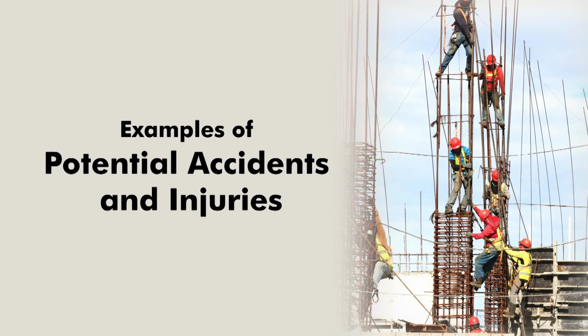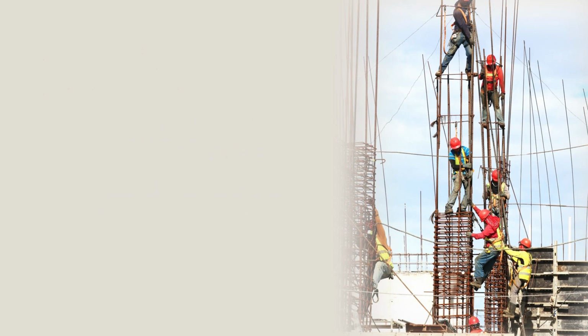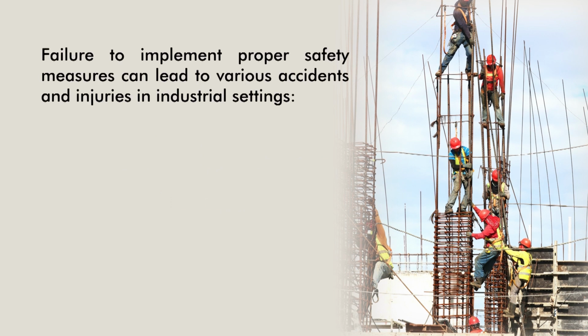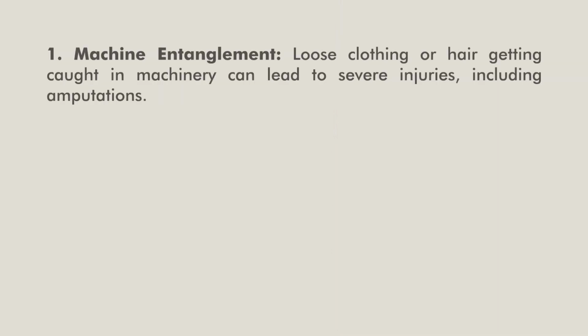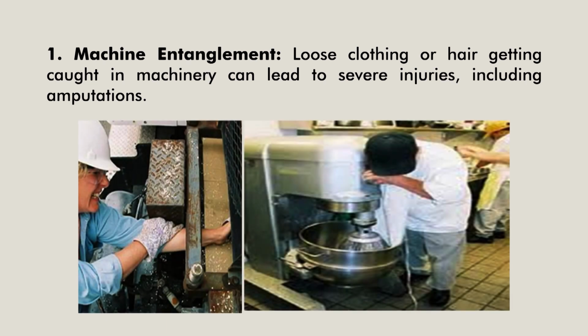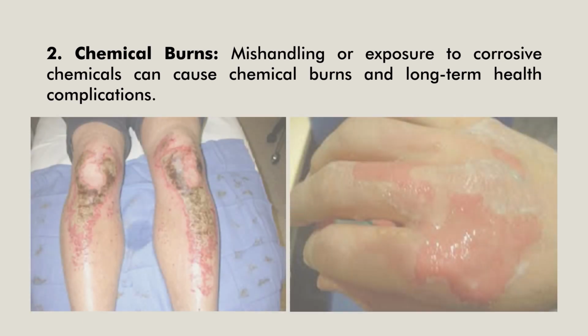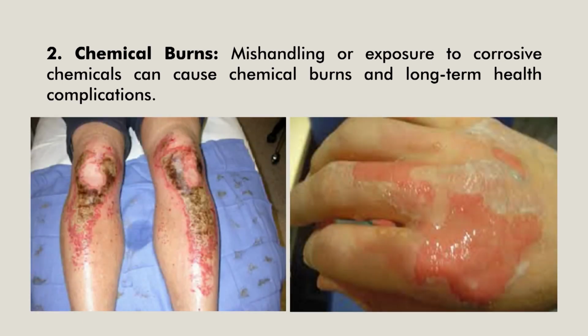Examples of potential accidents and injuries. Failure to implement proper safety measures can lead to various accidents and injuries in industrial settings. First is machine entanglement, which means loose clothing or hair getting caught in machinery can lead to severe injuries. Next one is chemical burns. Mishandling or exposure to corrosive chemicals can cause chemical burns and long-term health complications.